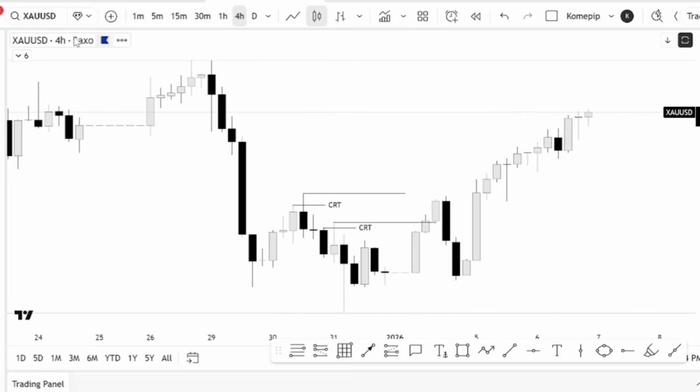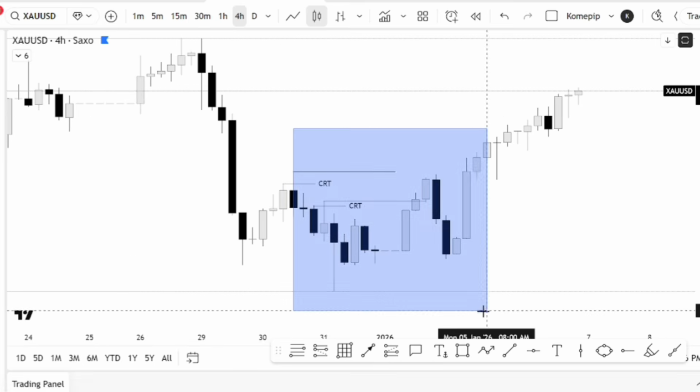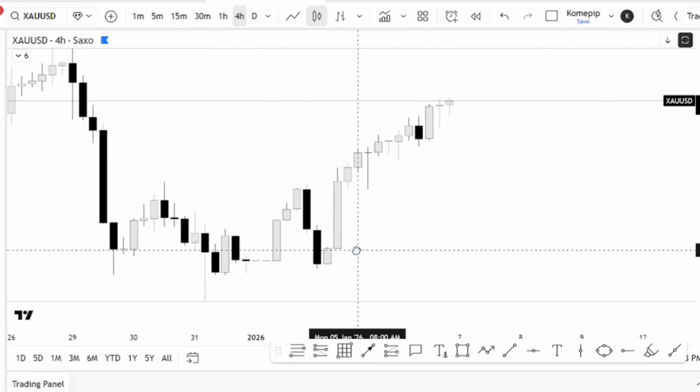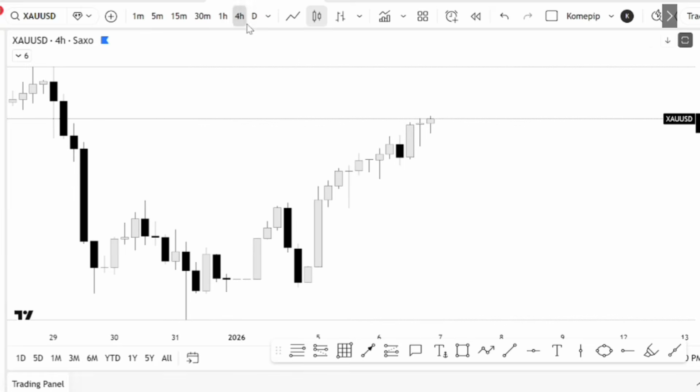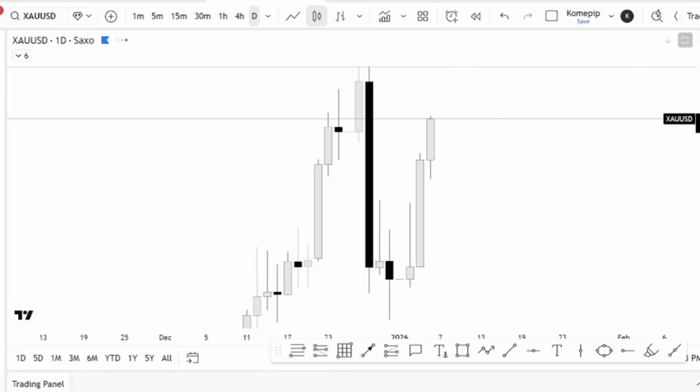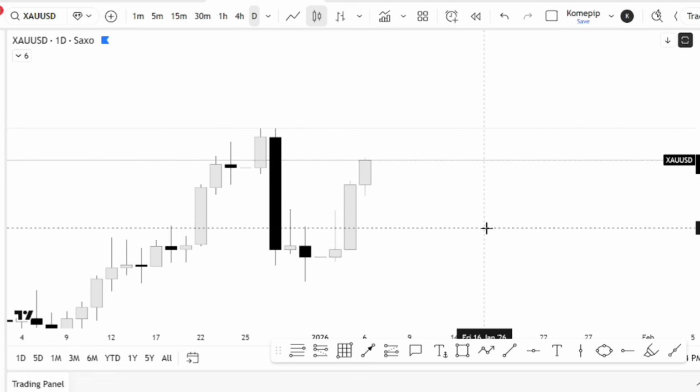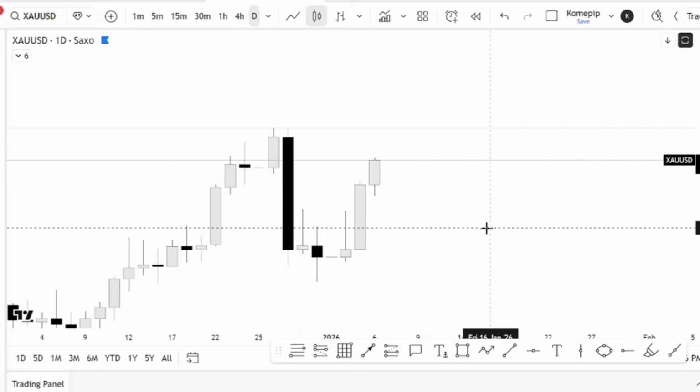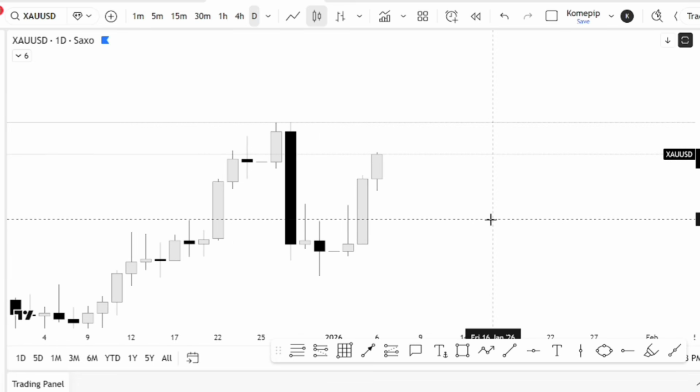All right, so we're going to use another broker for this. So for example, let's take this out, and this is something new. So first thing first that you want to do when you come to the chart, especially when you are trading the Komepips trading protocol, you need to come to the daily time frame. The daily time frame shows you the intention of price action and what price is likely to do.